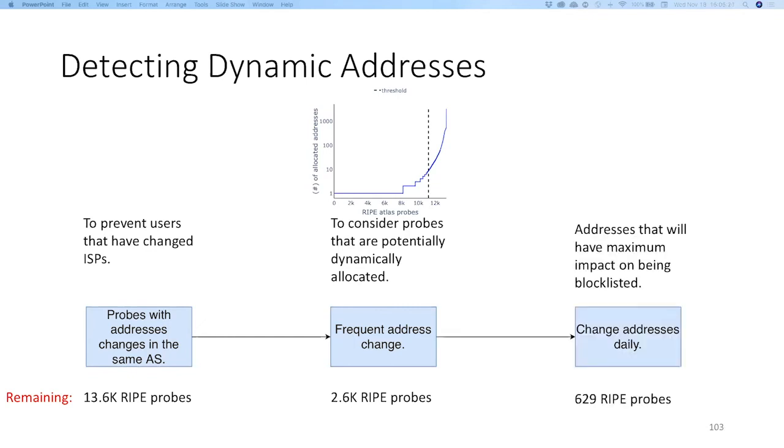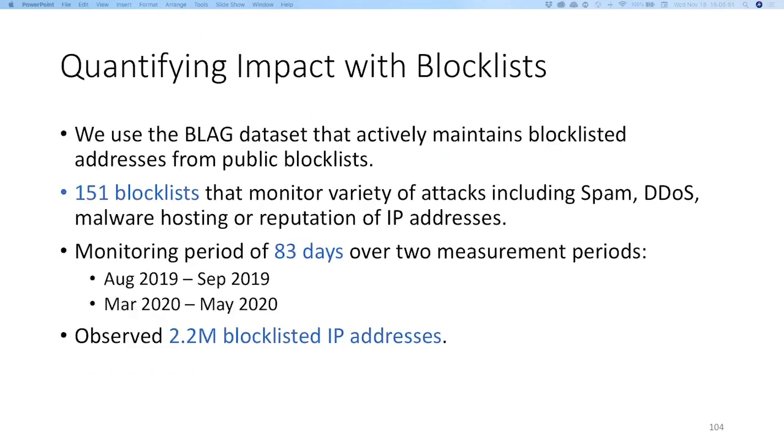Finally, we want to consider those RIPE Atlas probes that change their addresses on a daily basis. This is because these address spaces would have the maximum impact of blocklisting, as they would be allocated to many more users over time than RIPE Atlas probes that change, say, on a weekly basis. When we apply this filter, we're left with about 629 RIPE Atlas probes, starting all the way from 15,000 probes.